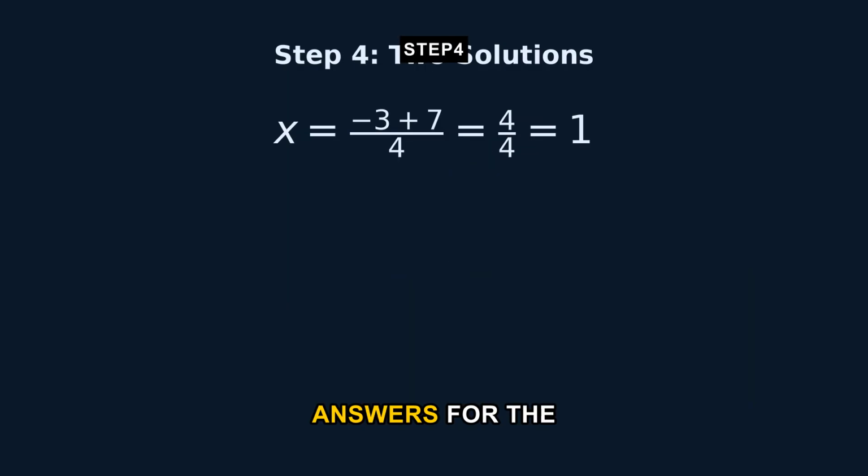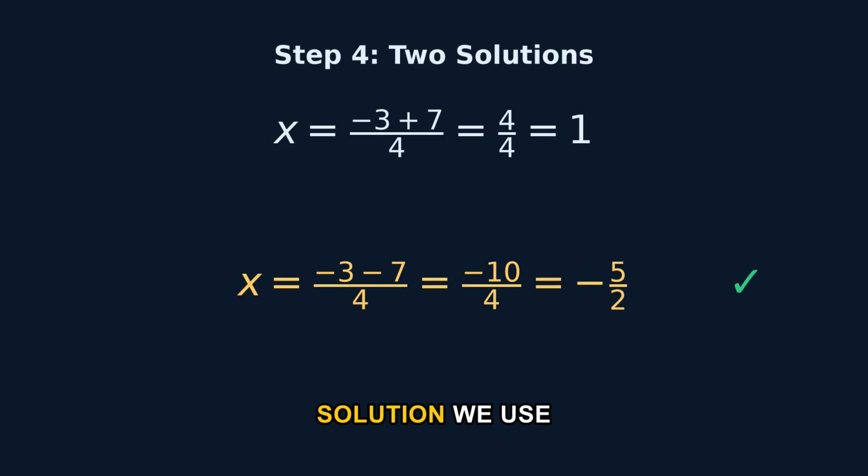Let's find both answers. For the first solution, we use the plus. Negative 3 plus 7 is 4, and 4 divided by 4 equals 1. So our first solution is x equals 1. For the second solution, we use the minus. Negative 3 minus 7 is negative 10, and negative 10 divided by 4 simplifies to negative 5 halves.